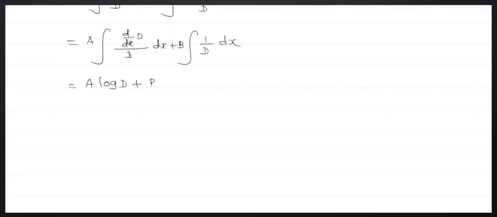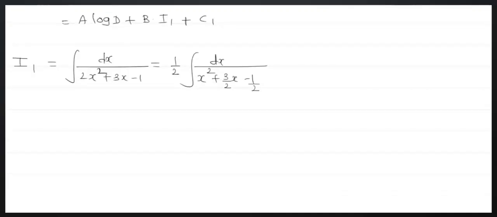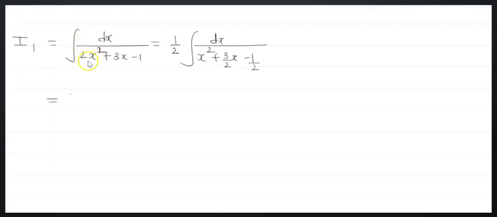Log of d plus b into I1 plus c. Now I1 is equals to, take 2 as common because the coefficient of x square is 2. आपल्याला x square चा coefficient 1 करायचा आहे. To make the coefficient of x square as 1, therefore we take 1 upon 2 as common. Then you will get x square plus 3 by 2x minus 1 upon 2.